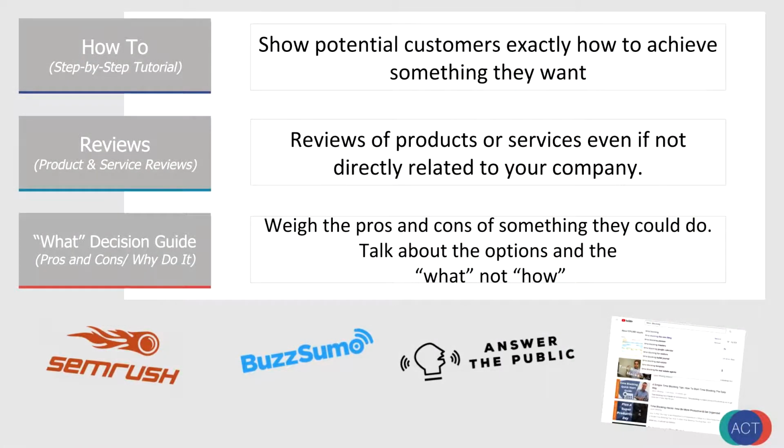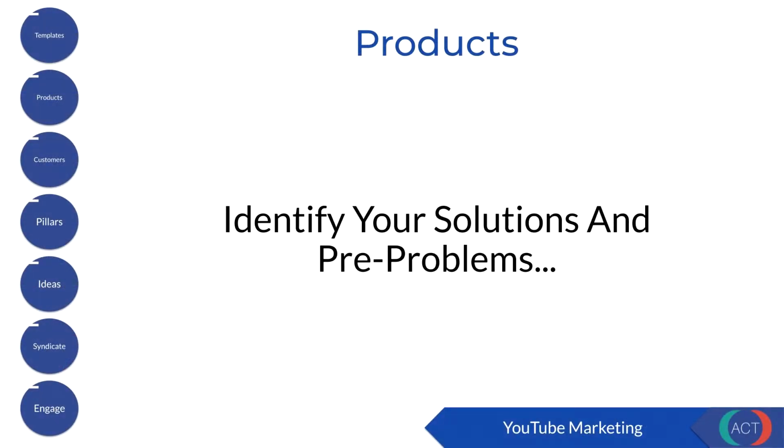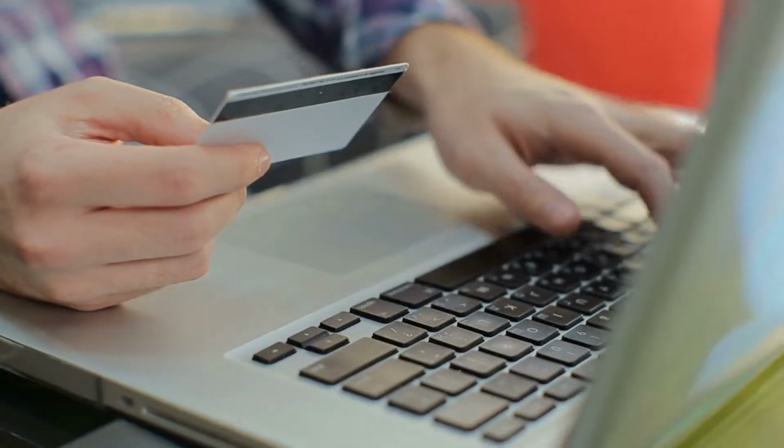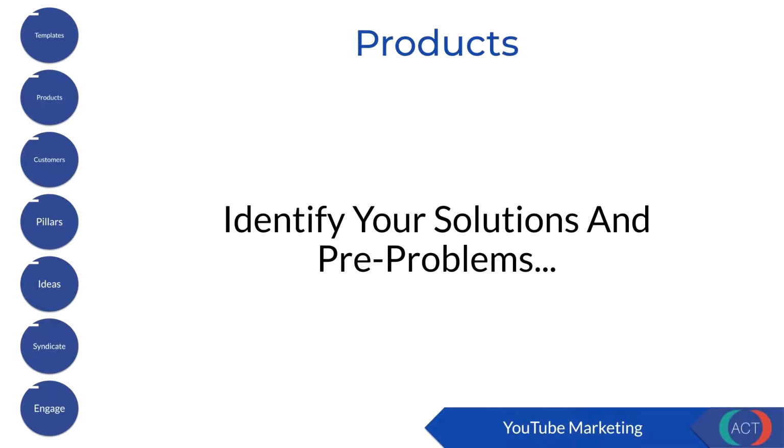So with these 3 templates in mind, let's back up a little bit and think about your products and services so that we make the right type of content that attracts people who will eventually become customers, because there's a lot of content you can make, but only so much content that's actually going to contribute to your bottom line. So here you want to identify the solutions and pre-problems of your product.